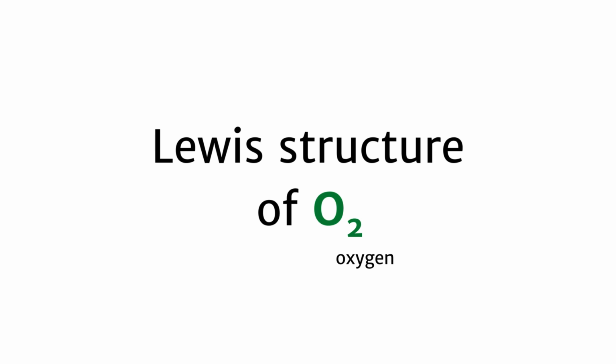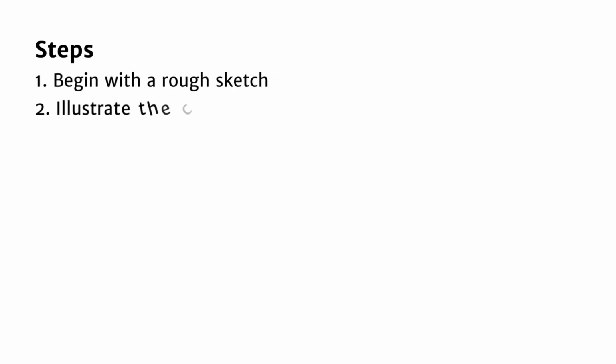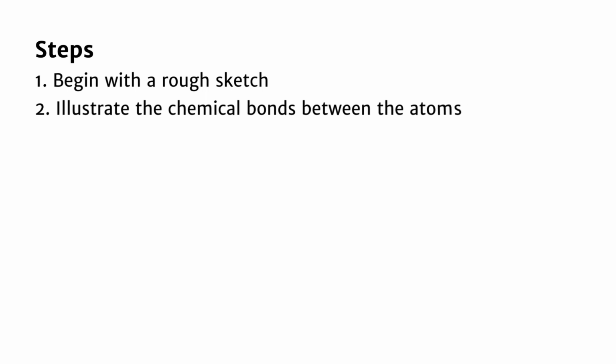Let's sketch out the Lewis structure for O2, commonly known as oxygen. To accurately depict the Lewis structure of O2, follow these steps. Begin with a rough sketch. Illustrate the chemical bonds between the atoms.